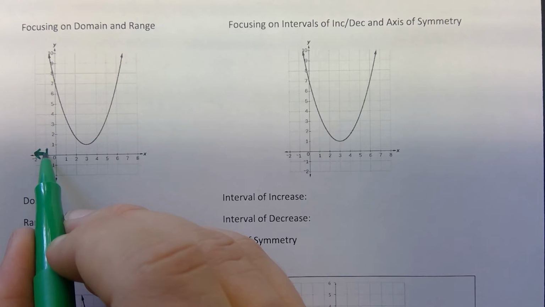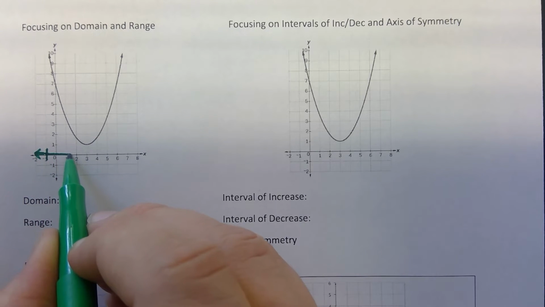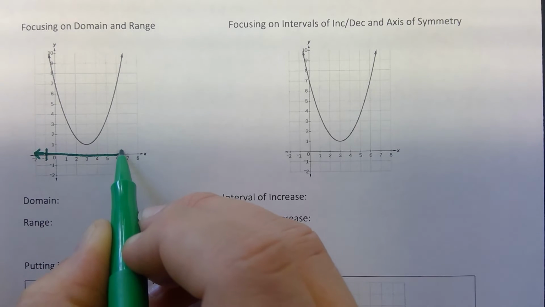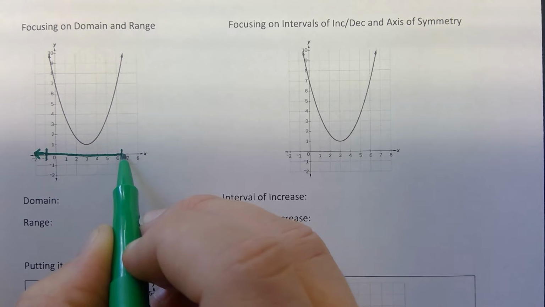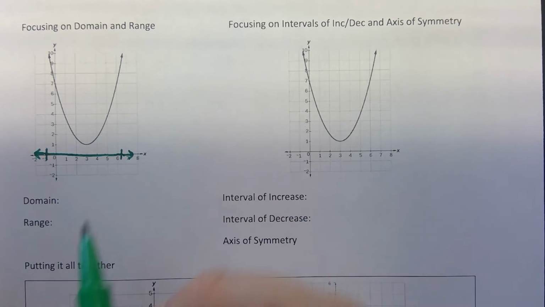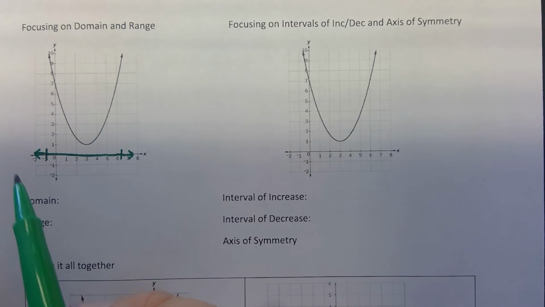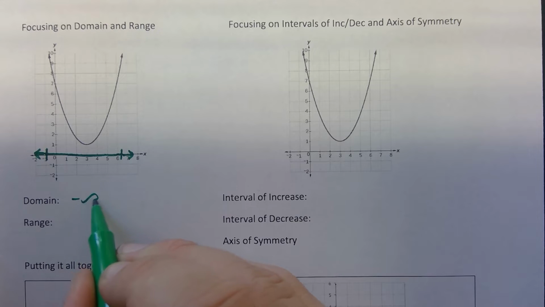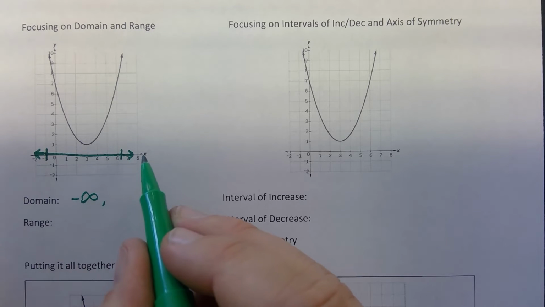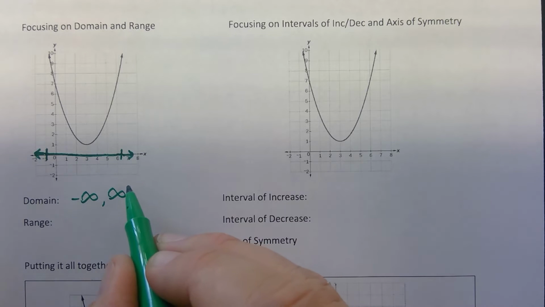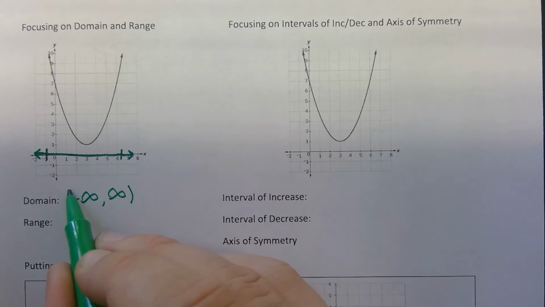Now I'm going to read from left to right. My graph happens, it's still happening, and now my graph stops, but since I have an arrow, I want to keep going to the right. So I look at my domain here, and it's going all the way to the left, which is negative infinity, and all the way to the right, positive infinity. Whenever I see infinity, I always want to use parentheses.